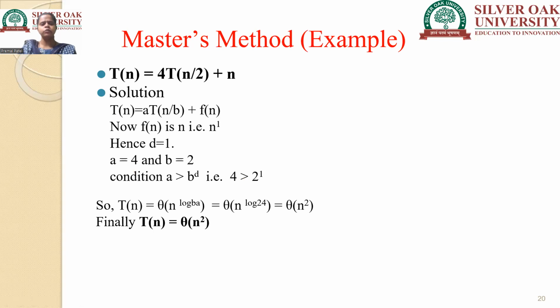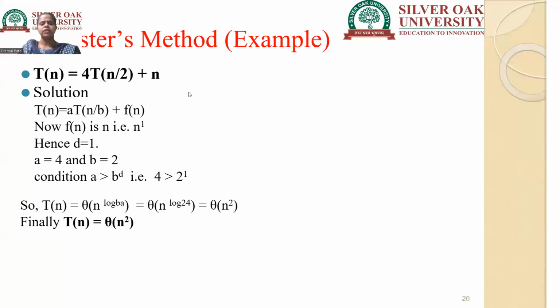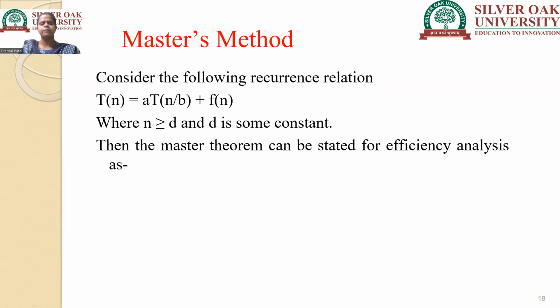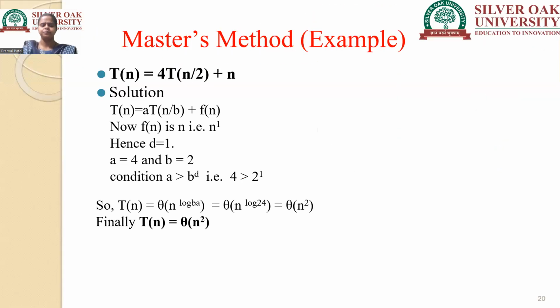So now if we need to solve one example using the basic equations, let's take one example, that is T of n is equal to 4T(n by 2) plus n. So we have to compare this with the generalized equation, that is aT(n by b) plus f of n. So here we can say that f of n is n, which is equivalent to n raised to 1. So d is equal to 1, and here a is equal to 4 and b is equal to 2.